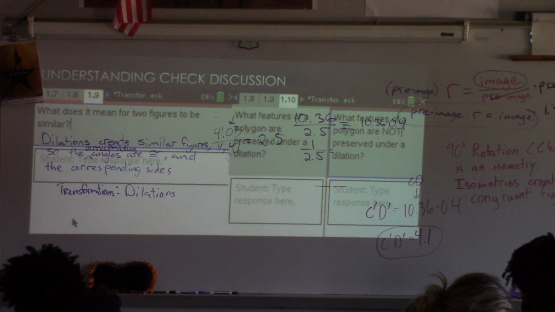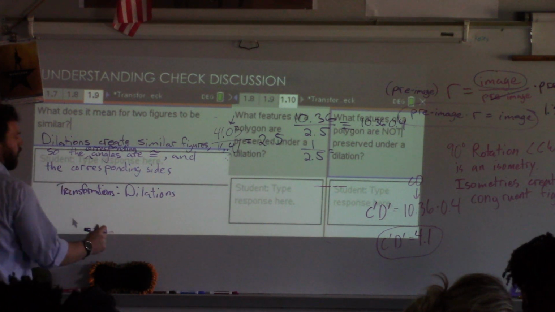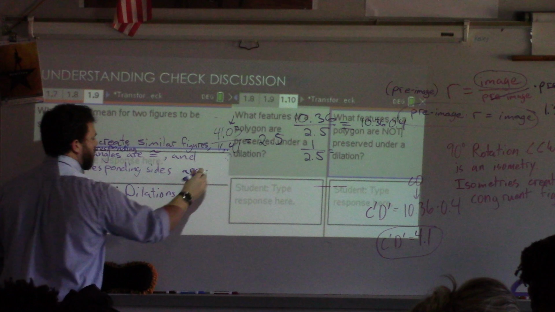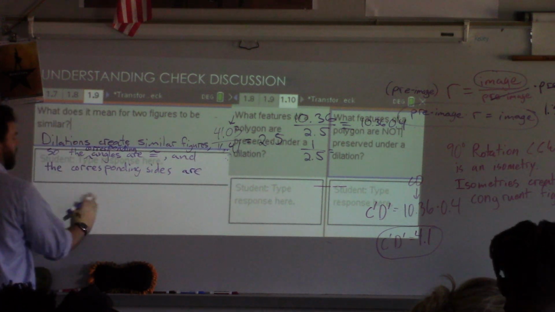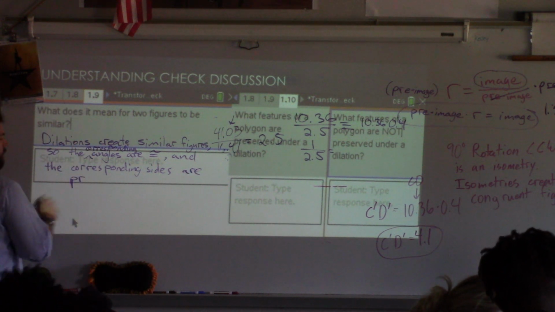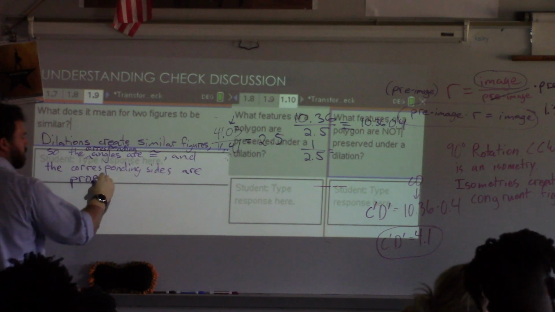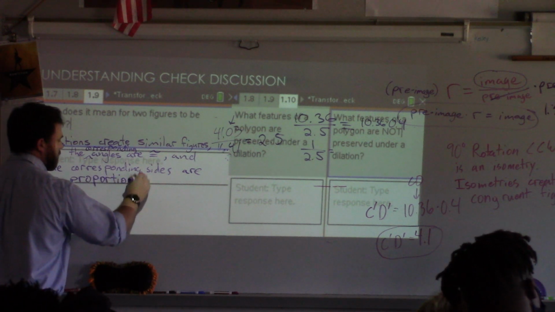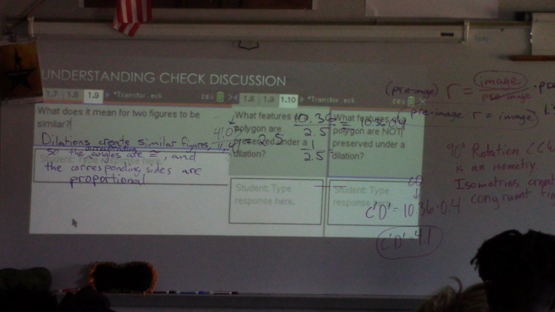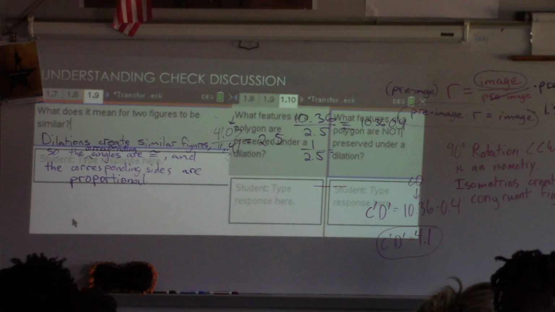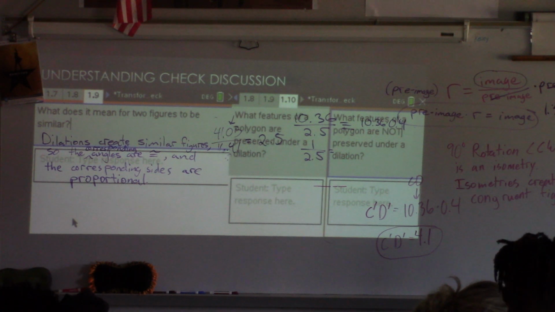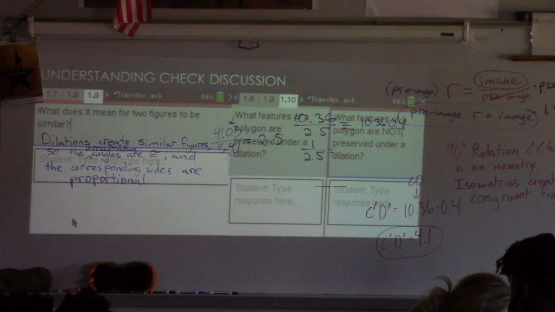I said they are similar. The angles are congruent and the corresponding sides are different. Yeah, they are different, but there's a specific way. Proportional. Thank you. Right? That was the whole thing. Remember how we talked about the scale factor is a what? Starts with an R. Ratio.